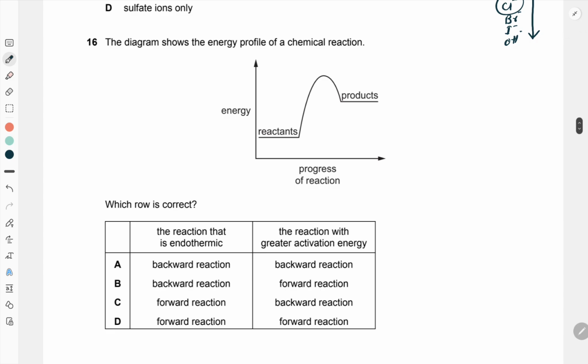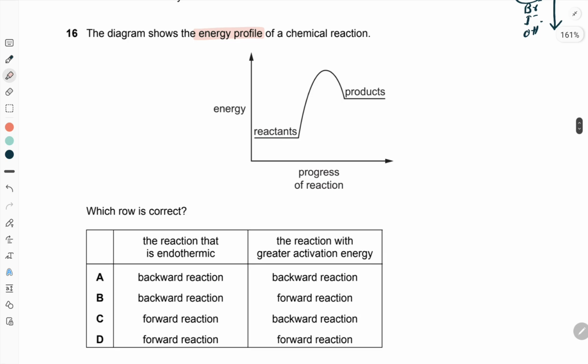Question number 16. The diagram shows the energy profile of a chemical reaction. This is the energy profile. Surely this is an endothermic reaction because the products are up and the reactants are a little lower than the products. Question is, which row is correct? The reaction that is endothermic.